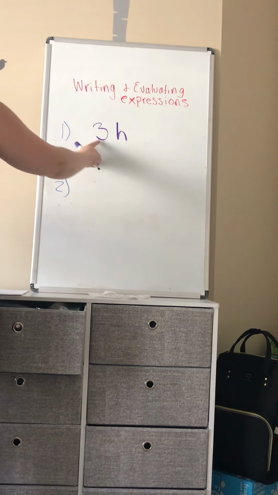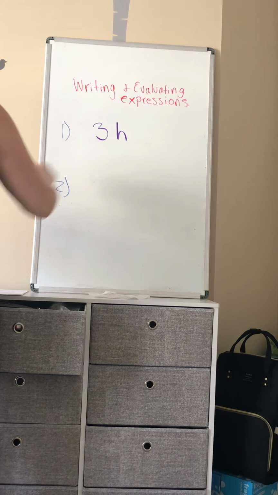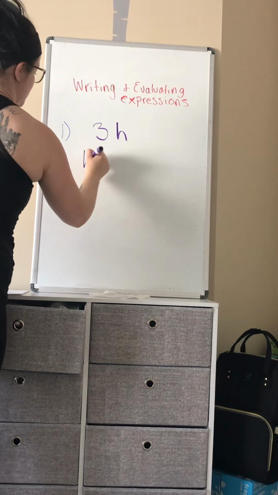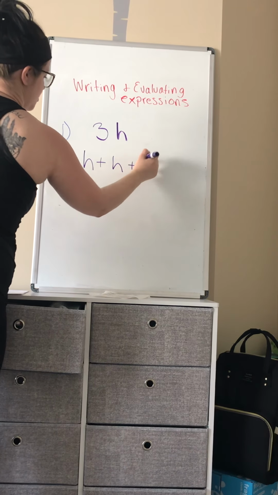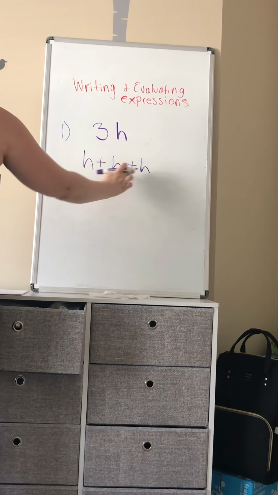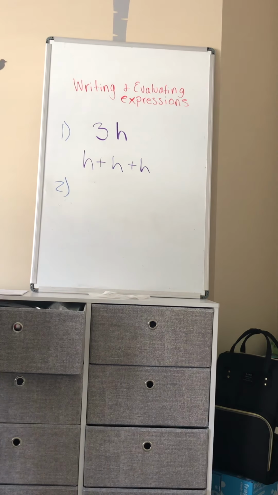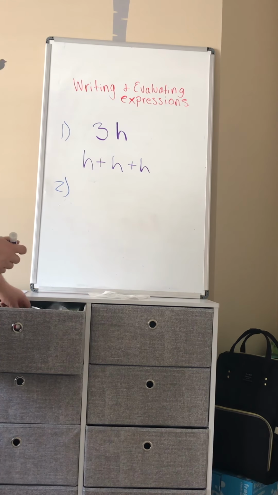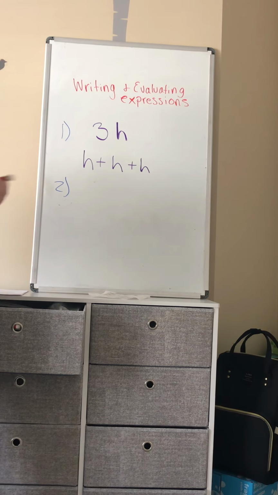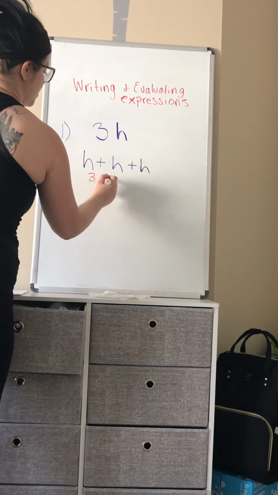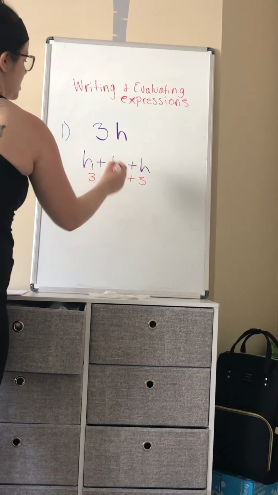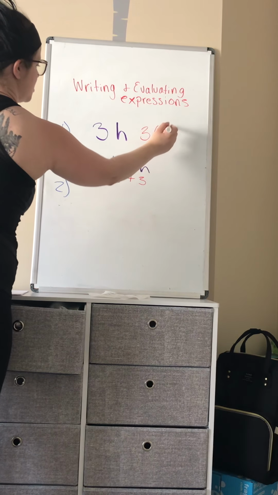So he ordered 3 hot dogs. So we're writing them right next to each other. You could also write it as H plus H plus H, because H being added 3 times is the same as having 3 H's. 1, 2, 3. Now we can evaluate it because we can substitute the price from the menu. So we're going to simplify, not solve with an equal sign. So in place of our H, we know that the hot dog is worth $3. So we would have 3 plus 3 plus 3, or we would have 3 times 3.